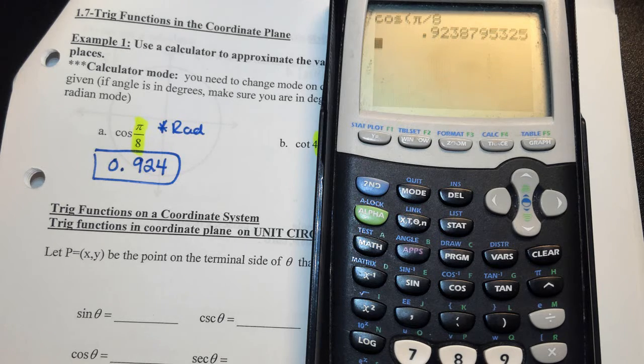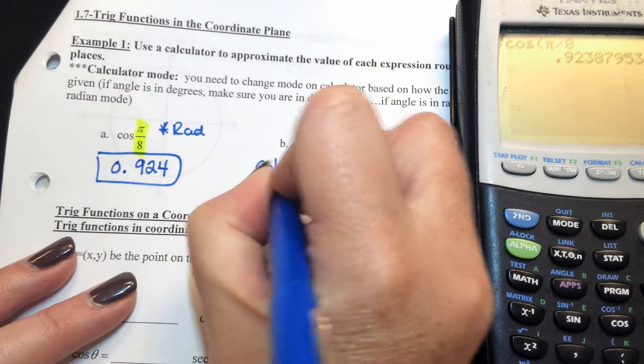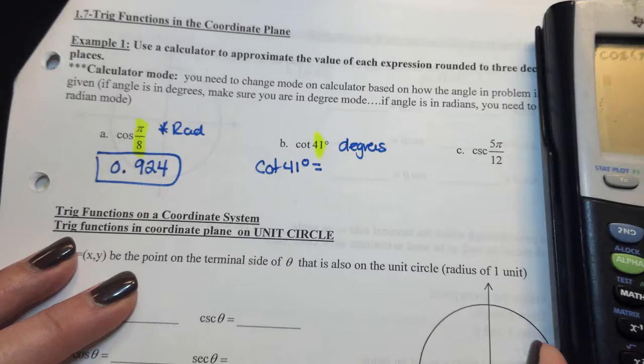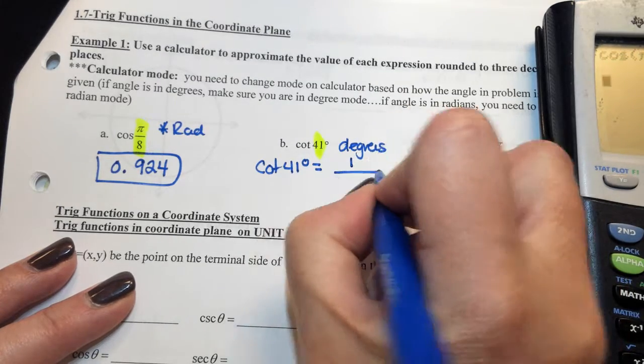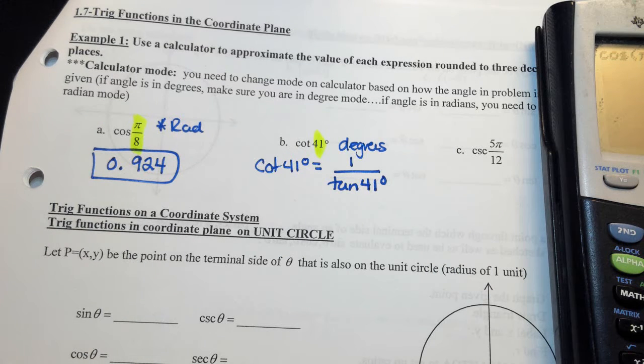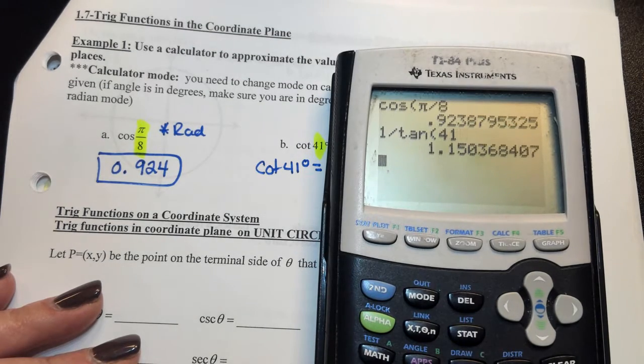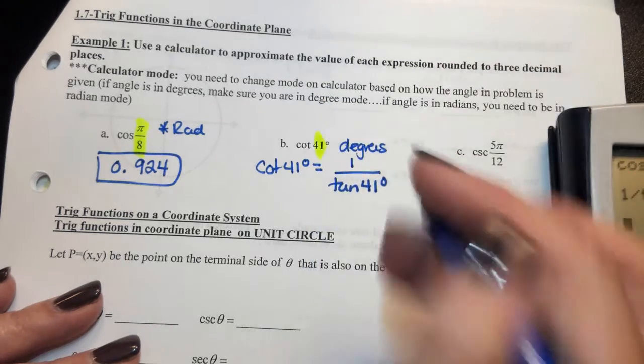The only way you can figure out what the cotangent of 41 degrees is, is to take the cotangent of 41 degrees and rewrite it as a reciprocal, 1 over the tangent of 41 degrees. So when you're trying to do a reciprocal function, you actually have to rewrite it as a fraction. You don't flip 41 degrees as 1 over 41. You're taking the reciprocal of the actual function, tangent or cotangent. So now that I'm in degree mode, I'll do 1 divided by the tangent of 41 degrees, which is 1.150.